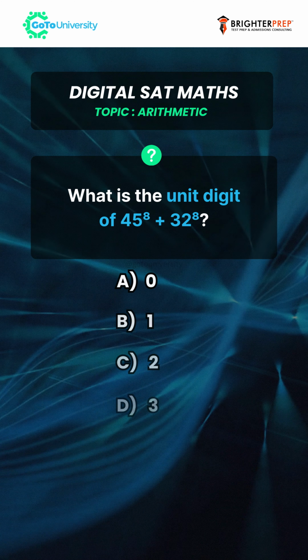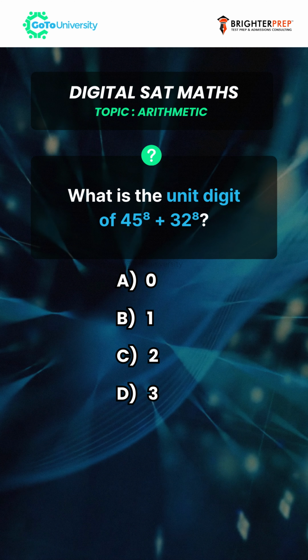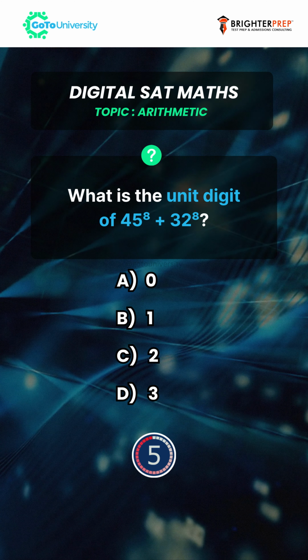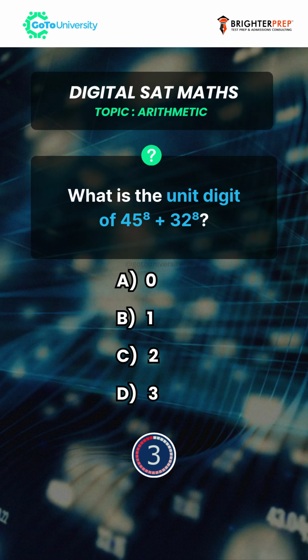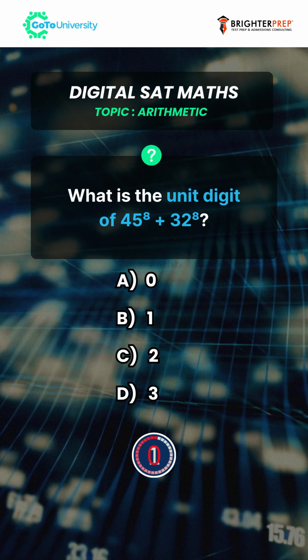What is the unit digit of 45 to the power 8 plus 32 to the power 8? Option B, 1.